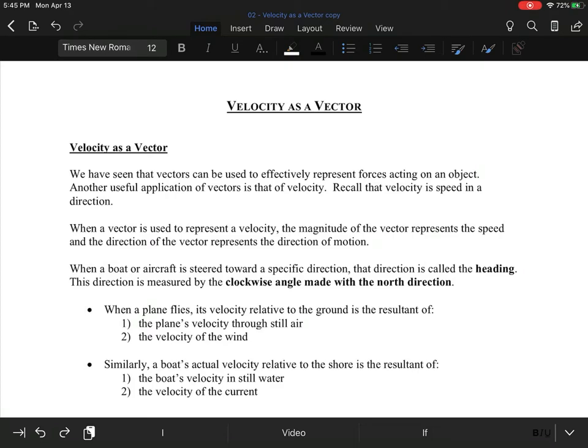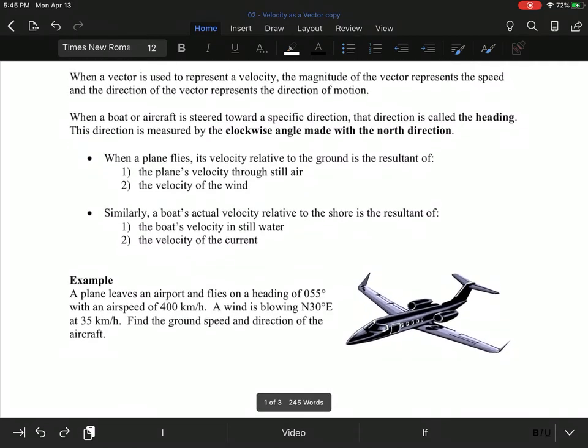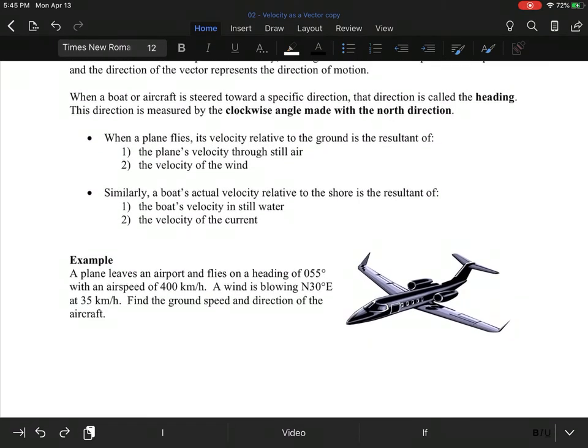So we have seen that vectors can be used effectively to represent forces. Another useful application is velocity. When a vector is used to represent velocity, the magnitude of the vector represents the speed, and the direction of the vector represents the direction of motion. Pretty obvious there, I think, about how we would use velocity as a vector. Two specific applications that we'll start off with are boats and aircraft.